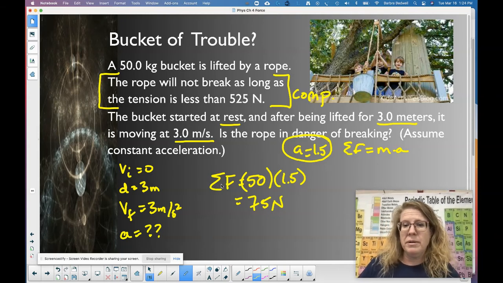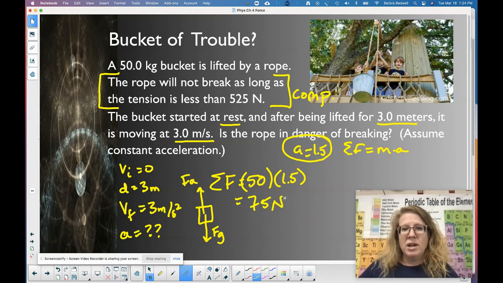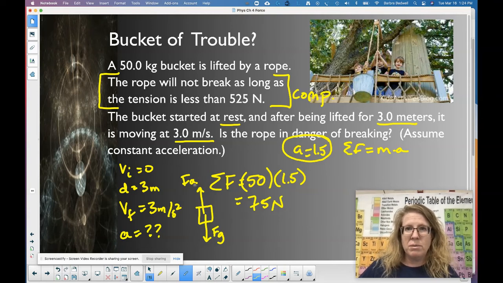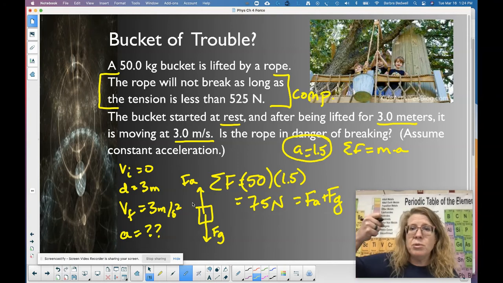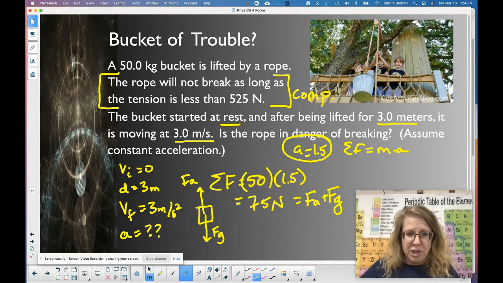Okay, so does our rope break or not? Well, it kind of depends on a couple of things, right? Keep in mind what our net force is. We've got the bag, we've got FG going down, we've got FA going up. Net force is the sum of these two. One's up, one's down. It's accelerating upwards at 1.5 meters per second squared, so our net force on the bag is 75 newtons. We do need to know what FA and FG are. FA is the tension in the rope, me yanking that rope upwards. Is that going to be bigger or less than 525? Well, we need to figure out what FG is.